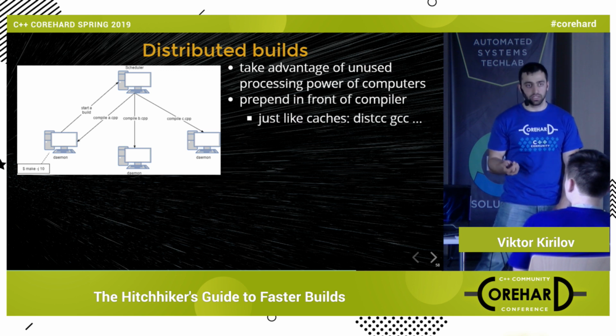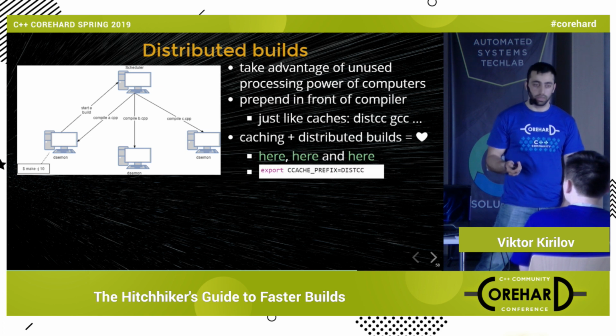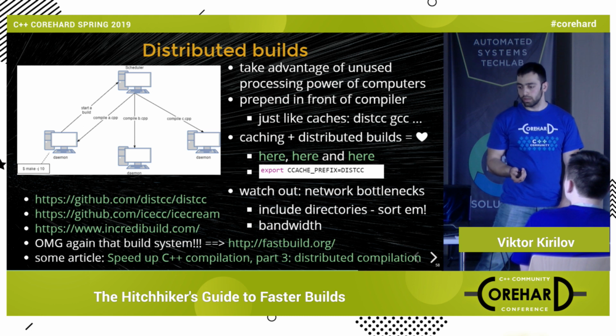And just like compiler caches, distributed builds, usually like distcc, which is the most famous such tool, is a compiler wrapper as well. So you can just prepend it to your compilation command. And actually, you could combine a compiler wrapper such as distcc with Ccache and you could end up having distributed builds and caching at the same time. And again, distcc and Icecream are the most famous tools for distributed builds. FASTBuild supports them out of the box.